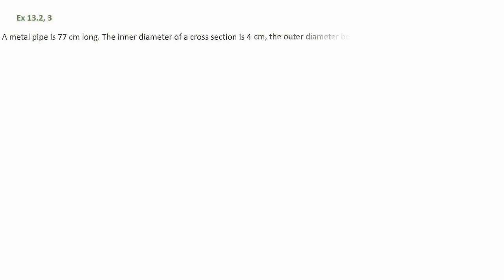Next, we shall discuss the third question from exercise 13.2. A metal pipe is 77 centimeter long. The inner diameter of a cross section is 4 centimeter, the outer diameter being 4.4 centimeter. Find the inner curved surface area.